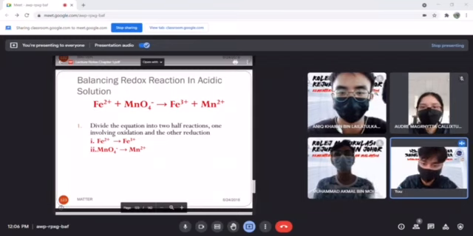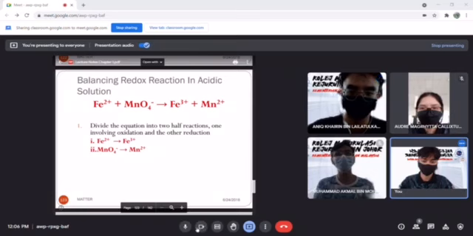So as you can see, the first equation is Fe2+ ion forms Fe3+ ion, and the second equation is MnO4- ion becoming Mn2+ ion.